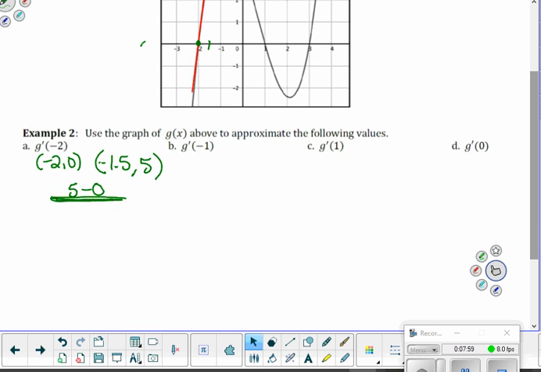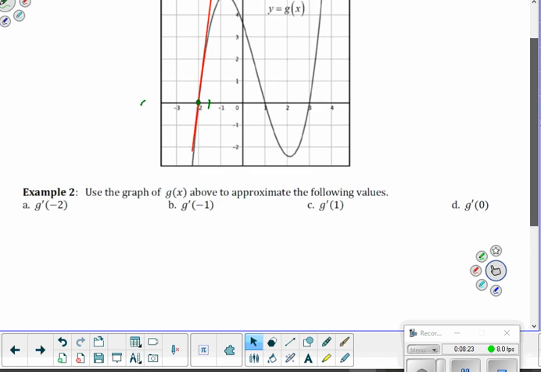I had -1.5 minus -2, so that became a plus. That gives me 5 over a half, and that's like 5 times a 2 over 1. I'm getting a slope of 10. I knew it was steep, and it should be positive, so I'm liking that. Let's move on to g of -1, all right?